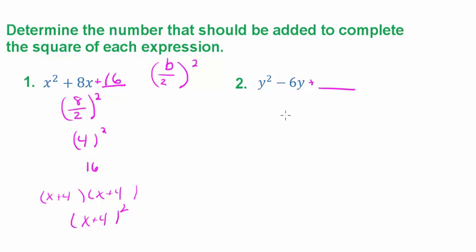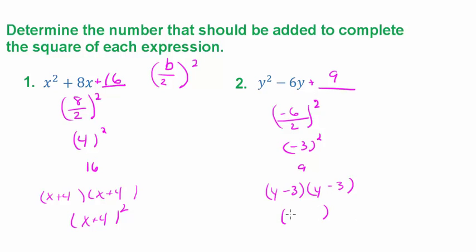We'll do the same process over here. We have negative 6 over 2 quantity squared. Negative 6 over 2 is negative 3 squared, which is then positive 9. These will always be addition because you're squaring a negative, which always makes it positive. Again, we can factor this just to verify that it is a perfect square trinomial. The factors are y minus 3 and y minus 3, which in turn can be rewritten as y minus 3 quantity squared. So that is how you complete the square.